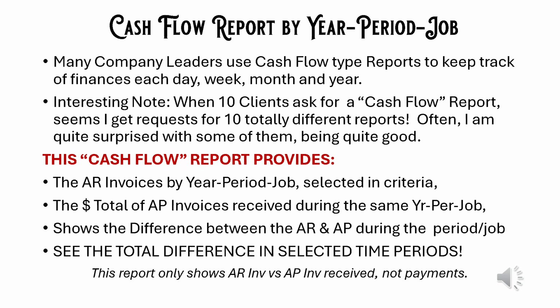Now, this cash flow report provides the AR invoices by year, period, and job selected by the criteria that you select. It also provides the dollar total of AP invoices received during that same year, period, and job, and shows the difference between the AR and AP during the period and job. So you'll see the total difference in selected time periods. Now, this report only shows AR invoices versus AP invoices received, not payments.